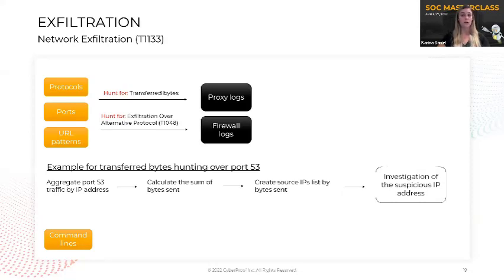Actually, this port was marked by the CTI team in our incident, and it's also a very common port for exfiltration. So what we're going to do is aggregate port 53 traffic by the IP address, and then we will calculate the sum of the bytes sent. Then we will create a list of top source IPs by bytes sent. Usually the values should be close to each other, and if not, we will find a suspicious IP address. The same way we can use for the proxy logs as well.